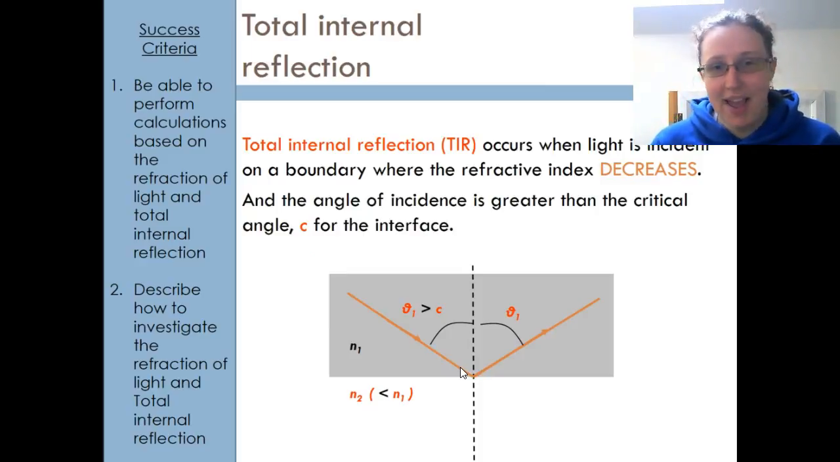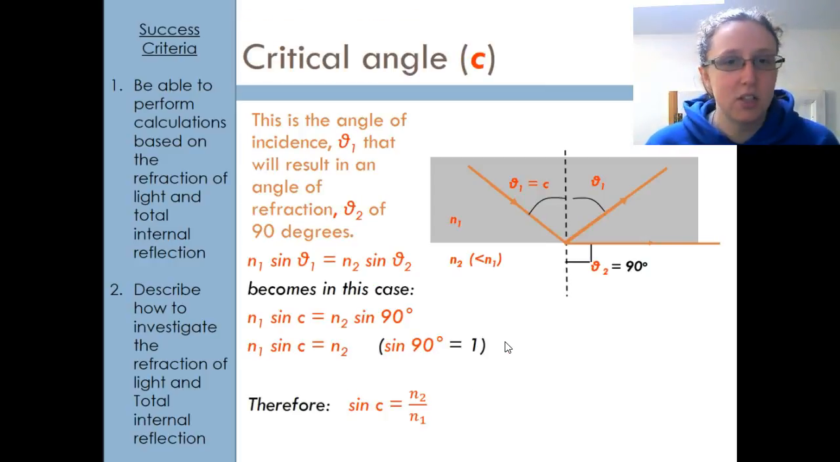The other limitation on when it happens is that the angle of incidence has to be greater than the critical angle for this boundary, this interface. So the critical angle depends on what material you're in and what material you would be going to. So for total internal reflection, I need to be going from something that is more dense to something that is less dense, and I need to be greater than the critical angle for that interface. So let's just have a little look at what we mean by the critical angle.